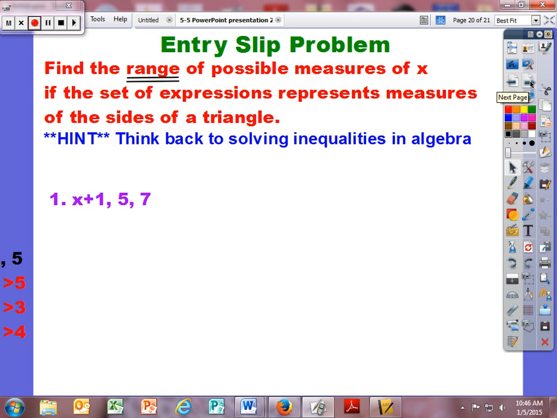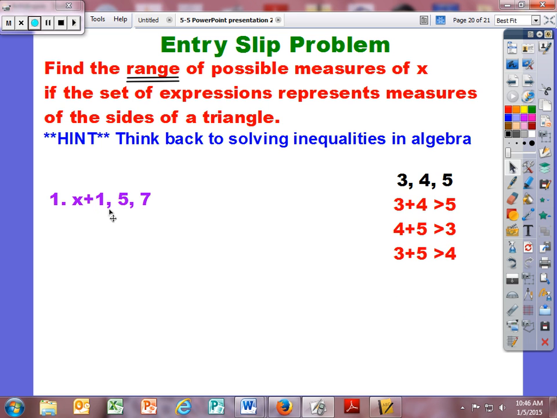All right, we are done with this section, very short. So entry slip for today. You are going to find the range of possible measures of x if the set of expressions right here represents the measures of the sides. So notice I don't just have a 3, 4, and a 5, like this. I have an x in the picture, so I want to make sure I'm being careful.